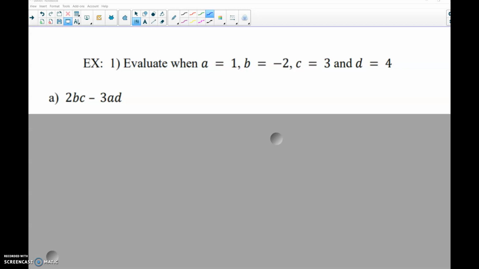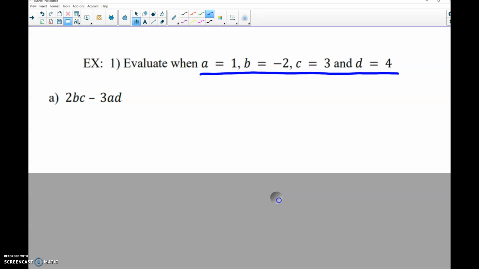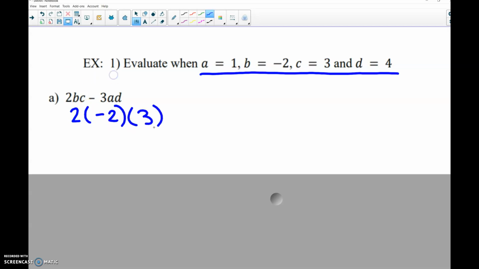And now we are going to evaluate that expression, which means the same thing as finding the value of that expression based on specific values of your variables. So we are going to take all 4 of these pieces of information here, A, B, C, and D, and plug them in where we see those variables in our expression here. So we have 2. I always put parentheses around each. B is negative 2 up there. C is 3 minus 3 times A times D.